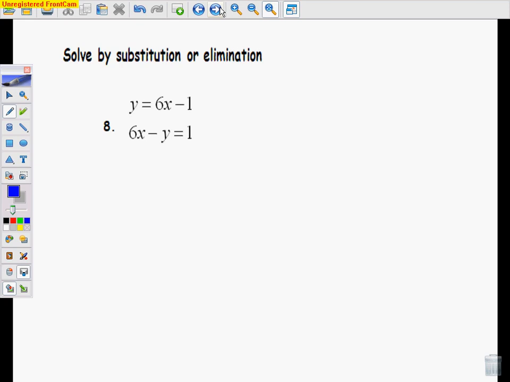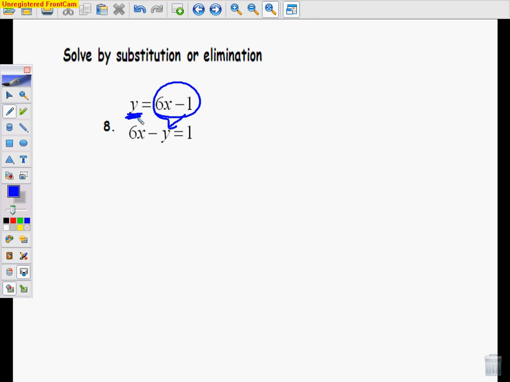All right, this one, again, we're solving by substitution or elimination. Here, however, we have a variable that's solved for. y is by itself. So I would go ahead and use substitution on this one. When we substitute, we simply substitute the value that y is equal to into the other equation.